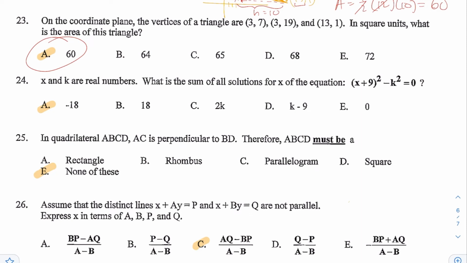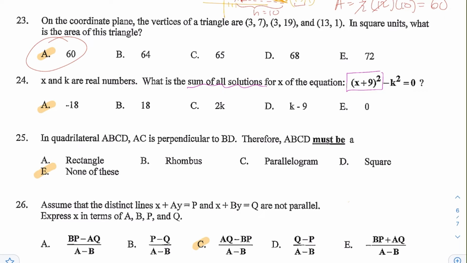Next, for number 24, x and k are real numbers. What is the sum of all the solutions for x in the equation (x + 9) squared minus k squared is equal to 0? So when you have this quadratic, the one thing you can do is to expand (x + 9) squared, and then you want to find the sum of all the solutions.